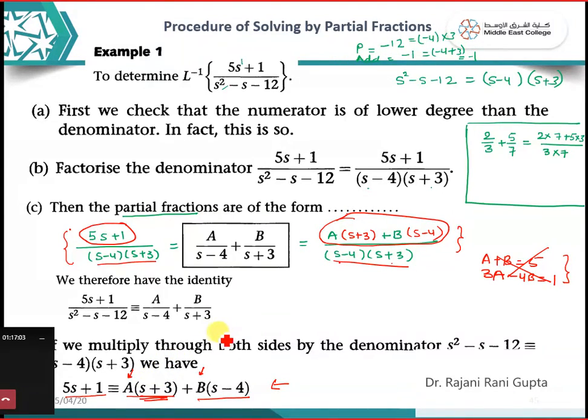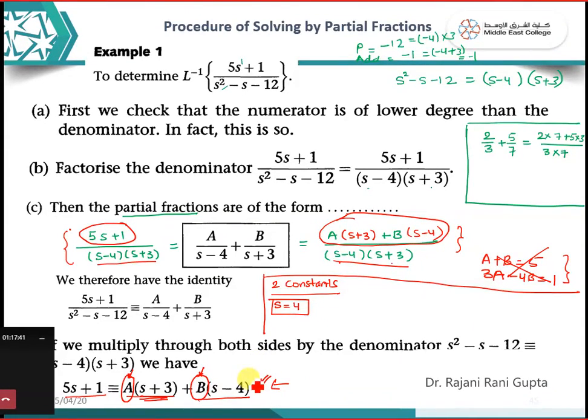Okay, so we substitute. Now we need to find how many constants? Two constants. So we need two constants, so we substitute two different values of s in this equation to get the answer. Now these values of s we also select in such a way that our calculation is easy. Okay, so I will select, say, s is equal to 4.